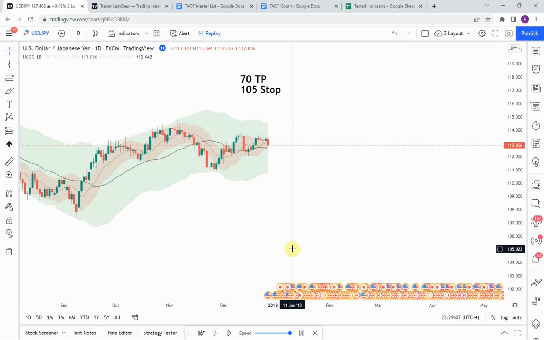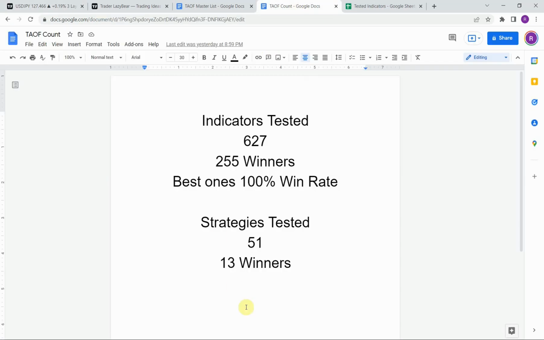As I said, today we will be testing the Hurst cycle channel clone indicator. Before we do though, I wanted to put the testing scoreboard up for everyone to see. So to date, we have tested a total of 51 different strategies, with 13 of them being profitable. We've also tested a total of 627 indicators, with 255 of them being winners.